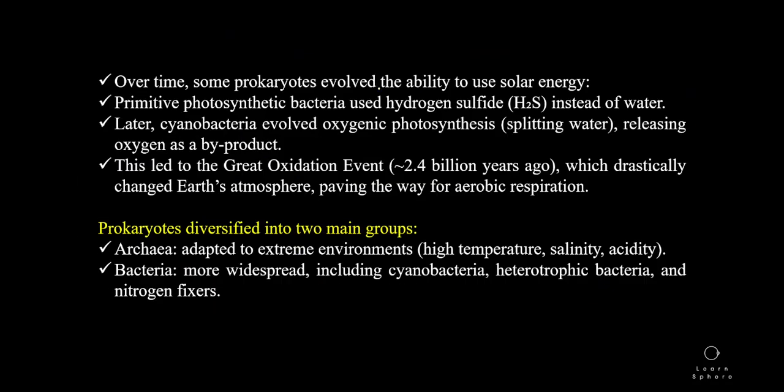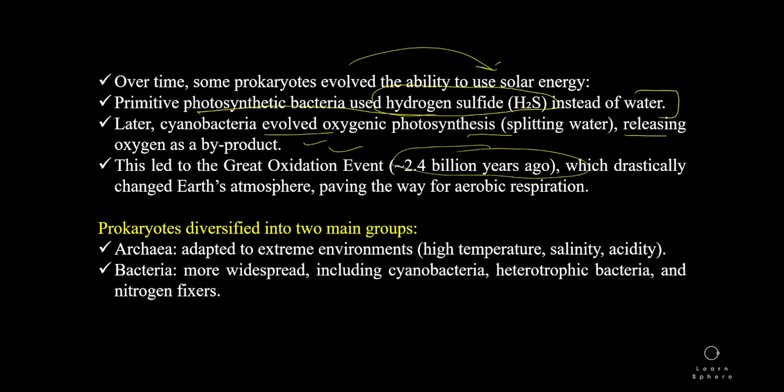These prokaryotes then evolved the ability to use solar energy. Primitive photosynthetic bacteria used hydrogen sulfide instead of water. Later, cyanobacteria evolved oxygenic photosynthesis, releasing oxygen as a byproduct. This led to the great oxidation event, about 2.4 billion years ago, which drastically changed Earth's atmosphere, paving the way for aerobic respiration. You all know that. It is a very simple topic, not difficult to understand.